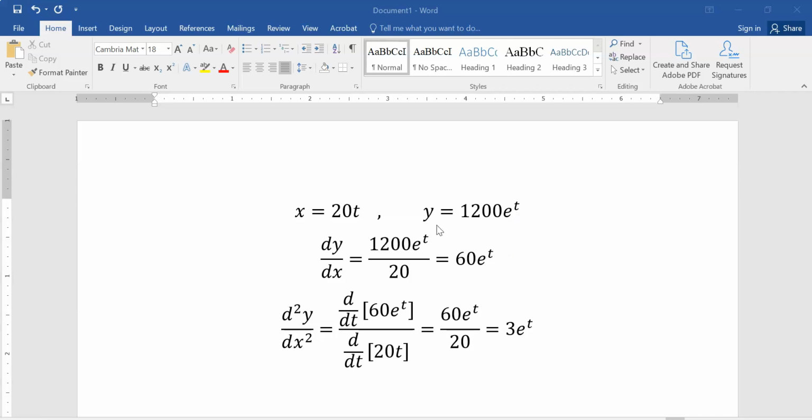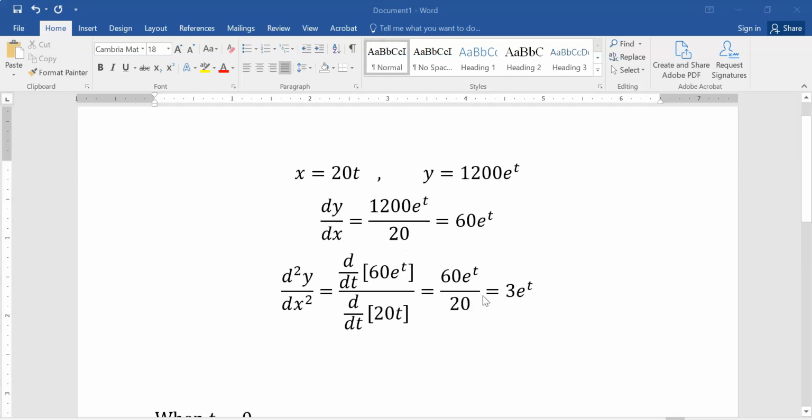So now for your second derivative, you take 60 e to the t, and then you take a derivative of that. That's going to be in your numerator, so that's just 60 e to the t. And then a derivative, once again, of x is in your denominator, so you end up with 20 in your denominator. 60 over 20 is 3, so you end up with 3 times e to the t as your second derivative.